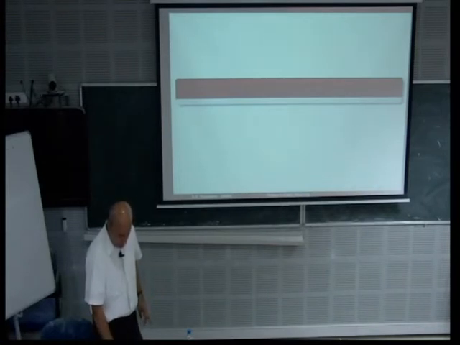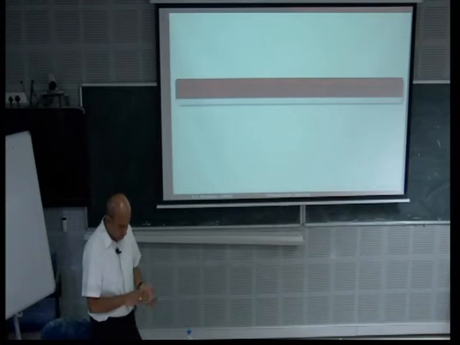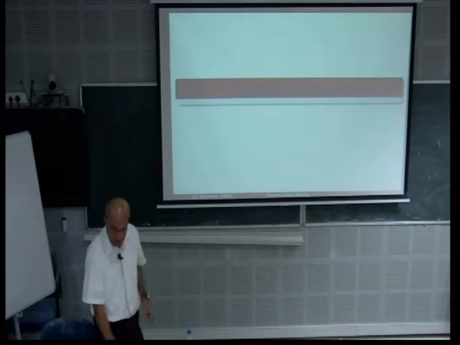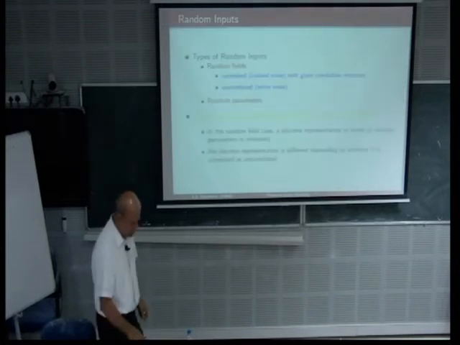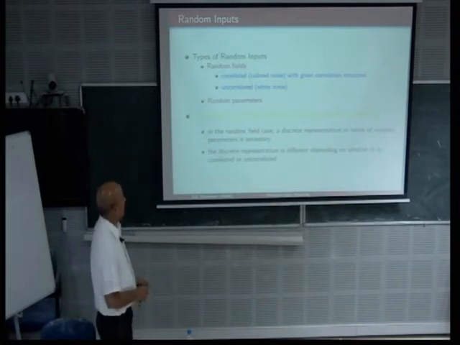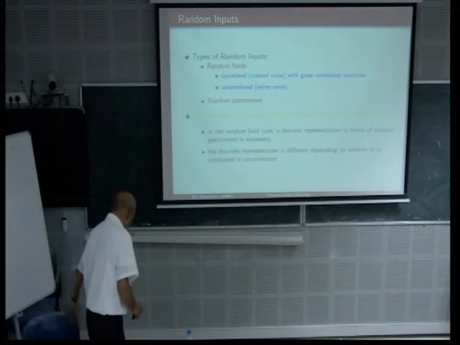And I'm going to mostly talk about correlated random inputs. Okay, I will talk about white noise and stuff towards the end, maybe 1 or 2 slides. Okay. So when I talk about random inputs, I'm going to distinguish 2 types of random inputs.